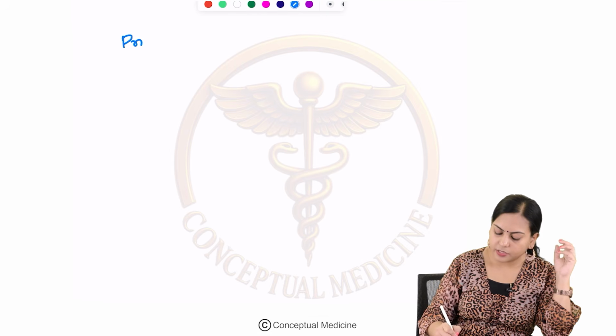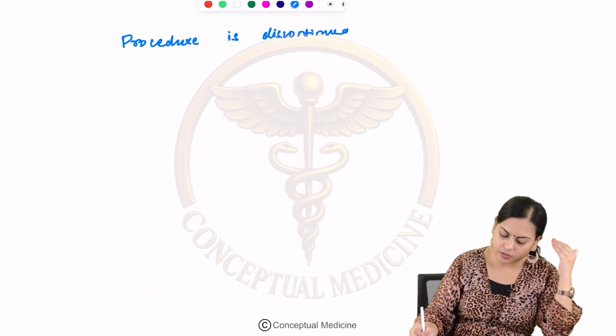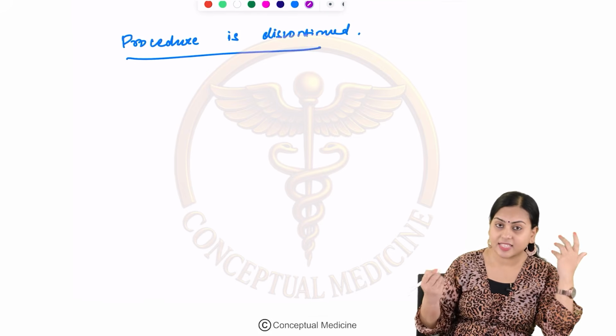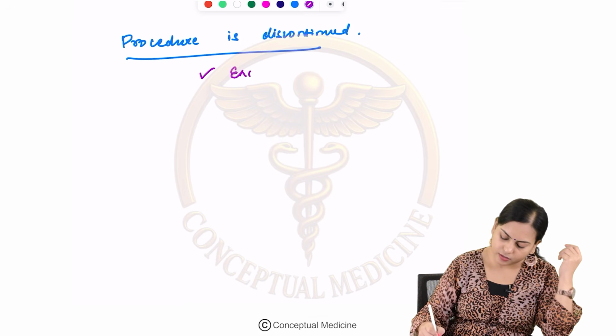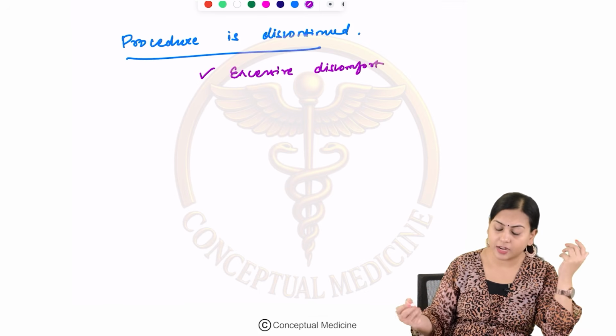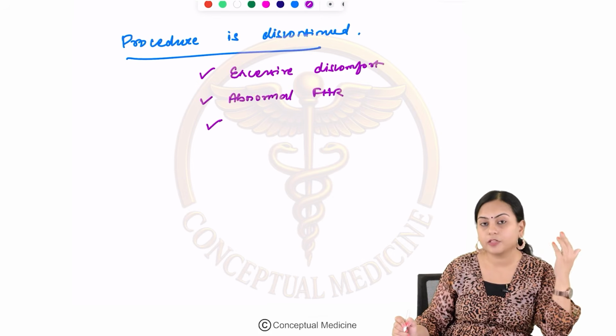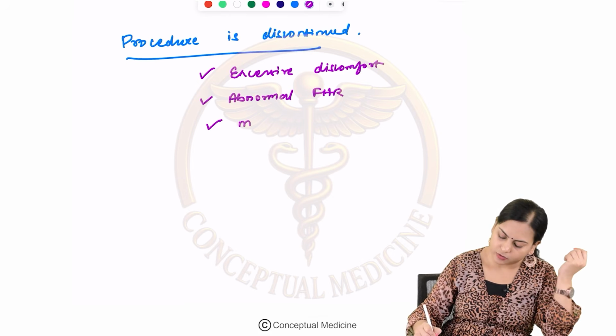So, when should you discontinue the procedure? The procedure is generally discontinued when there is excessive discomfort, or there is an abnormal fetal heart rate that persists, or there are multiple failed attempts.